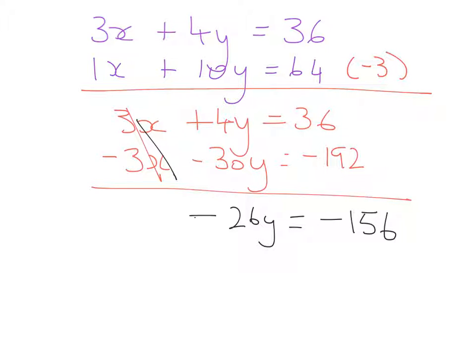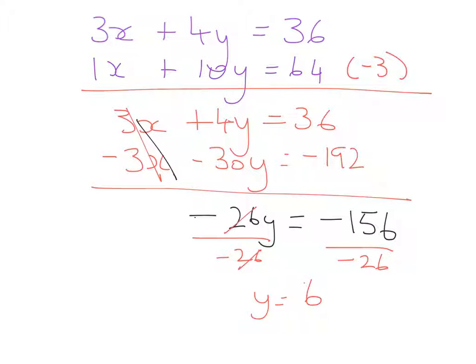Again, I am not looking for minus 26y, I'm looking for just the y. This is all attached to it, which means it's all multiplied by. The only way I can get rid of it is if I divide this side by minus 26. But remember, what I do to one side, I must do to the other. So divide this one also by minus 26. Your minus 26 and your minus 26 cancel, and you're left with y equals. And minus 156 divided by minus 26 is 6. So y is equal to 6.